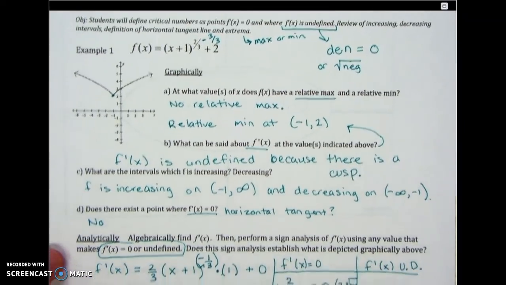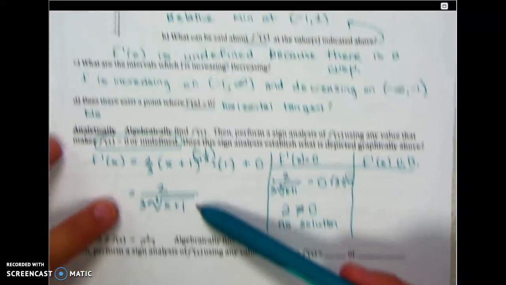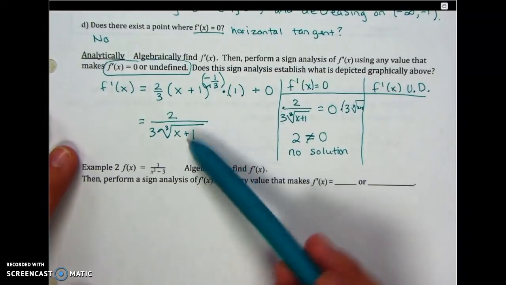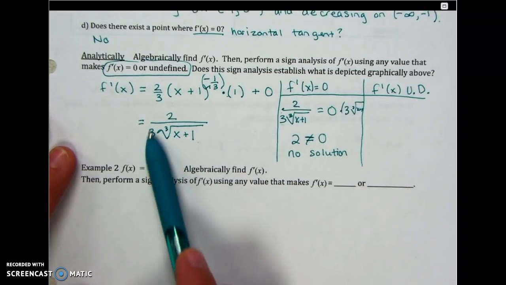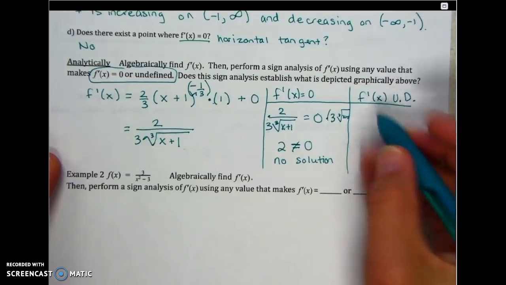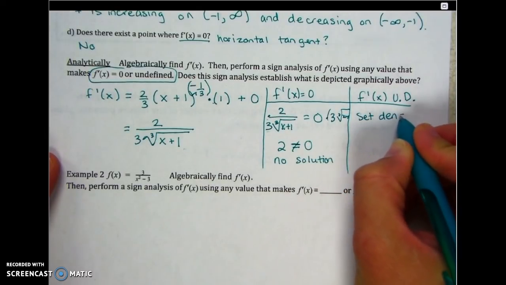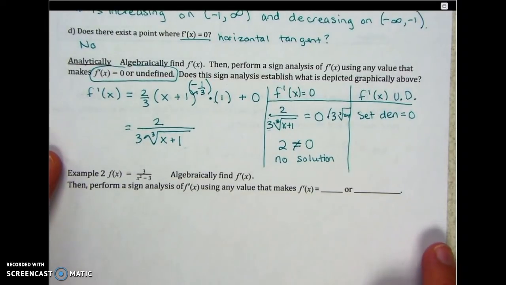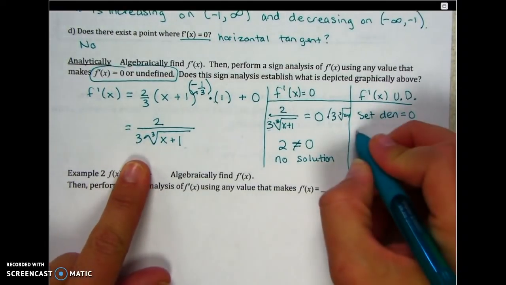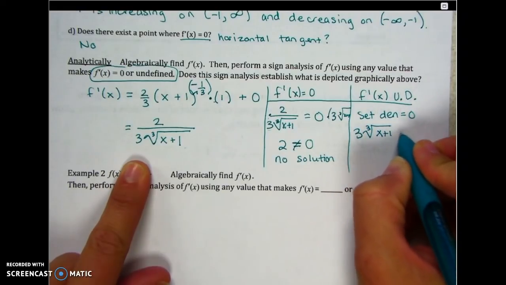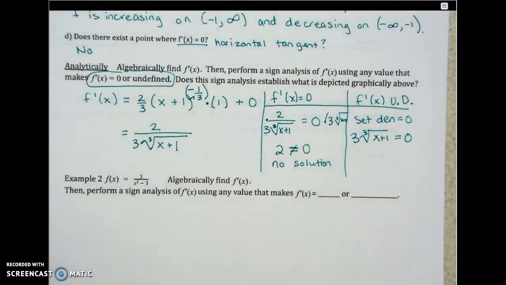What's our function that we're looking at? A denominator or a square root? It's not a square root because it's a cube root. But do we have a denominator? Okay, so to see if this is undefined, we're going to set the denominator equal to 0. All right, let's solve from here.